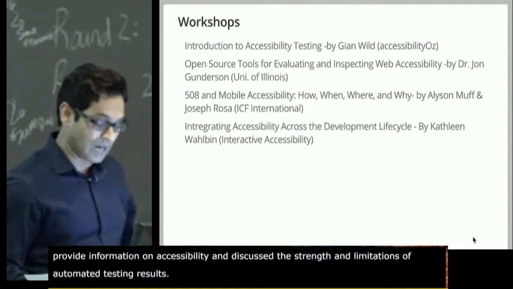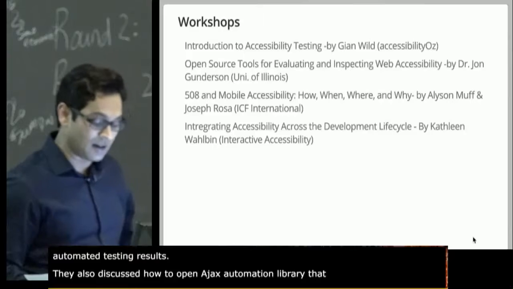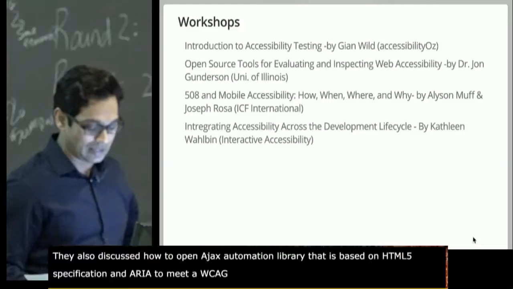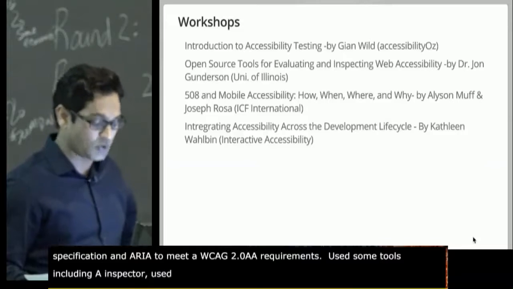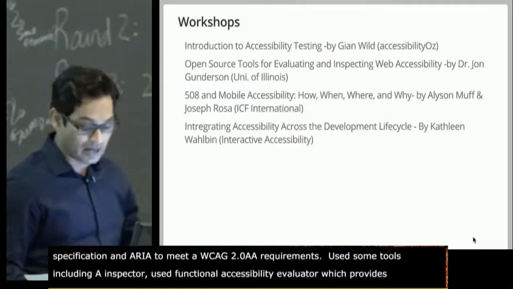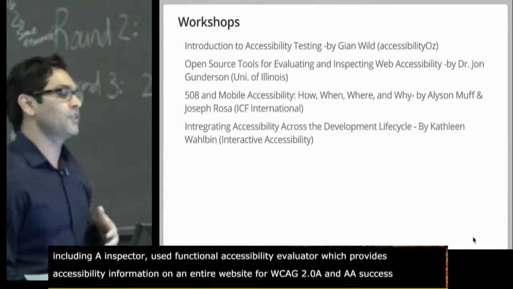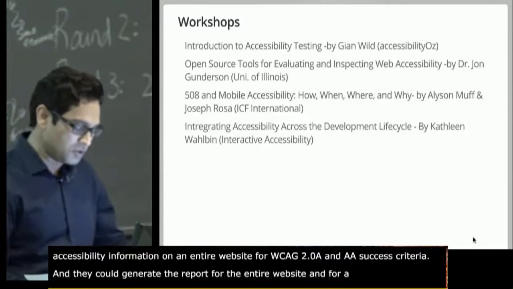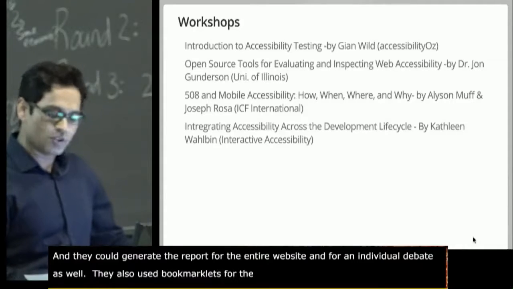They also discussed how the OpenAjax evaluation library is based on the HTML5 specification and ARIA authoring practices to meet WCAG 2.0 level A and level AA requirements. So they used some tools, including A-Inspector and Firefox Sidebar. They used the Functional Accessibility Evaluator, which provides accessibility information on an entire website for WCAG 2.0 level A and level AA success criteria. And they could generate a report for the entire website and for an individual page as well. They also used bookmarklets for accessibility visualization.